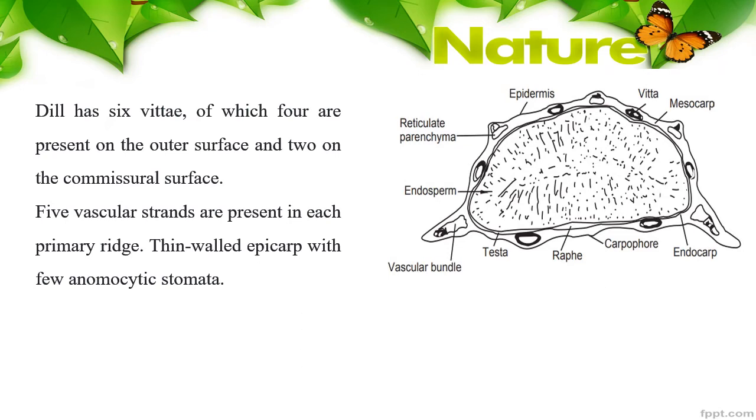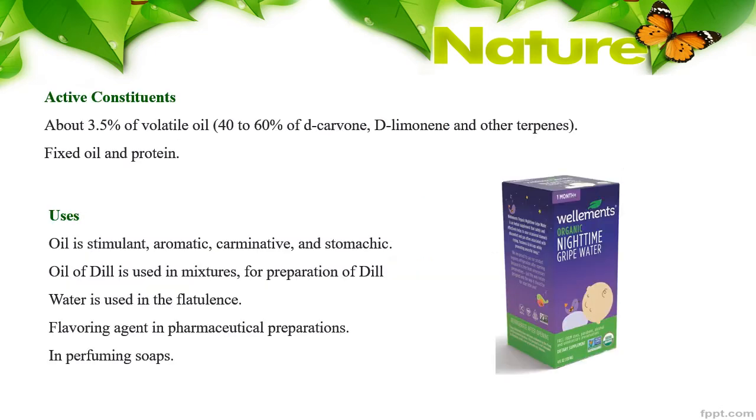Diagram of sector in dill. Seed, as we said before, vittae, vascular bundle, lateral primary ridges extended into wings. The epicarp is formed of tabular cells with thin wall with stomata, few anomocytic stomata. Active constituent containing volatile oil, carvone, limonene, and other terpenes. Fixed oil and proteins, also containing flavonoid aglycones and glycosides.